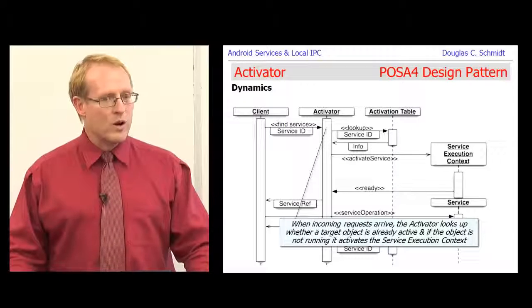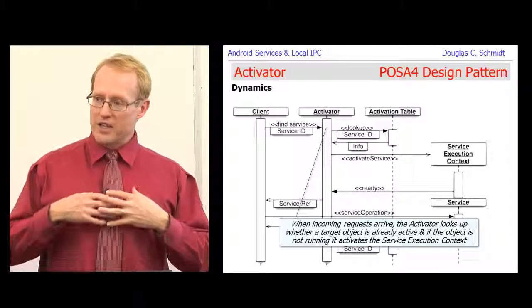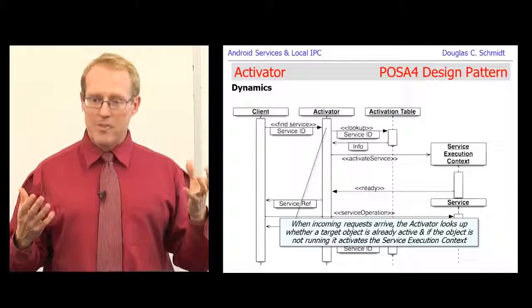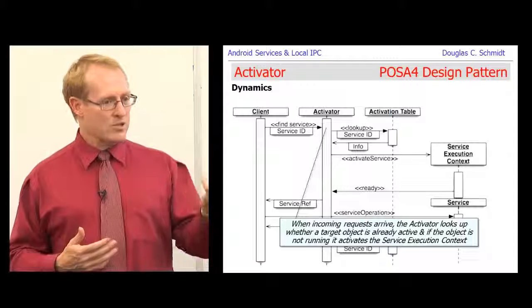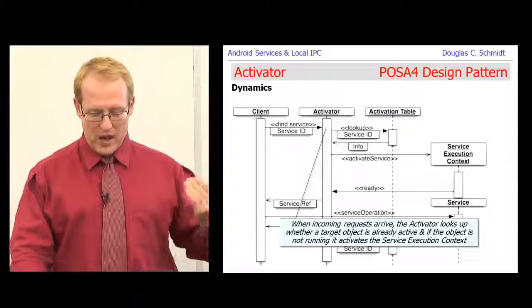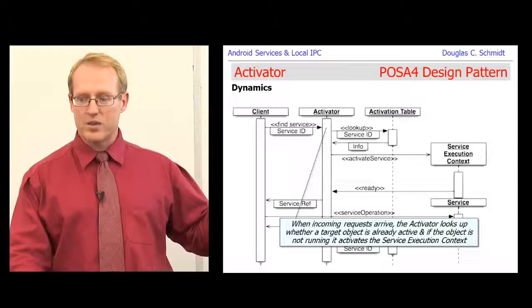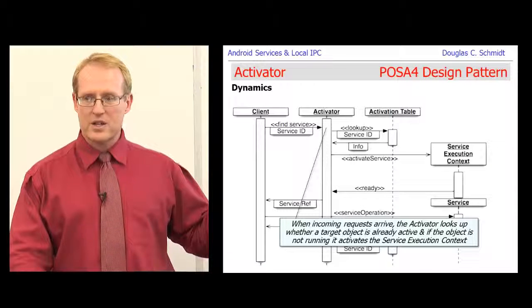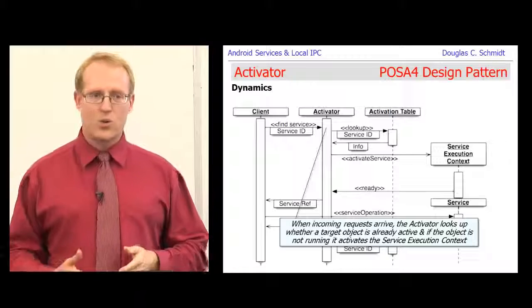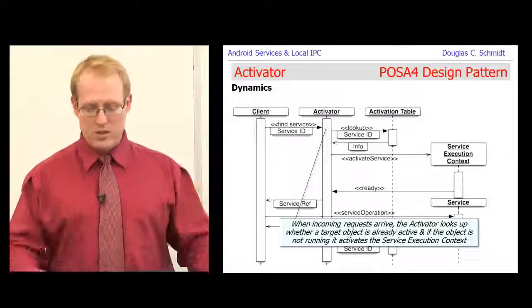When incoming requests arrive, the activator actually handles them, and it goes and it looks up in its activation map or table and says, hey, is there somebody here who's already handling this thing? If so, I'll just route it to them. Otherwise, I'll have to go ahead and activate the service execution context. So that might involve forking a process or spawning a thread or loading a container. There's a couple different ways to do this type of thing.